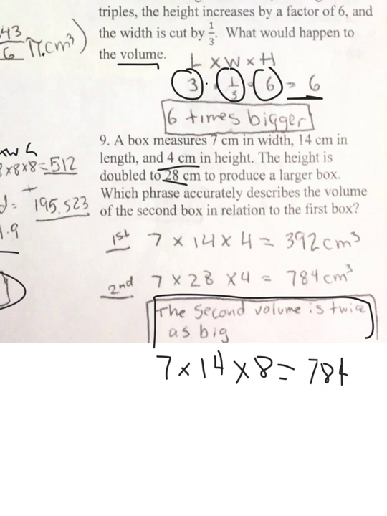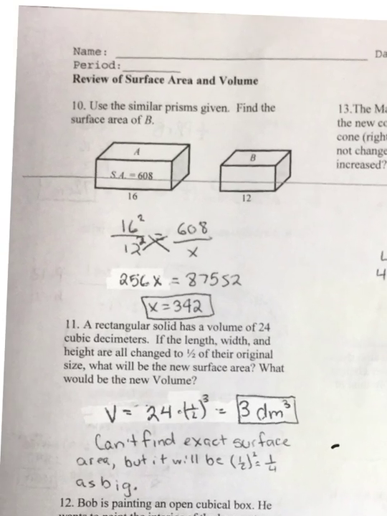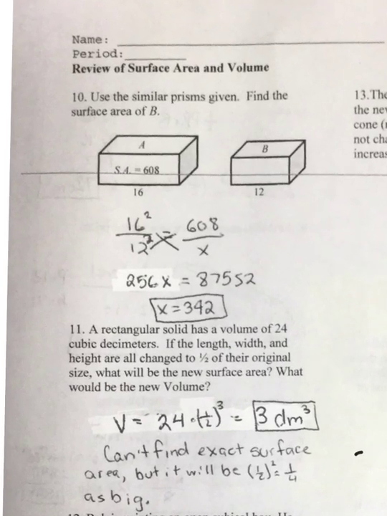All right, on to the second page, and let's finish this up. All right, let me set this up. Use the similar prisms to find the surface area of B. So they give you side lengths and then the surface area of the bigger one.